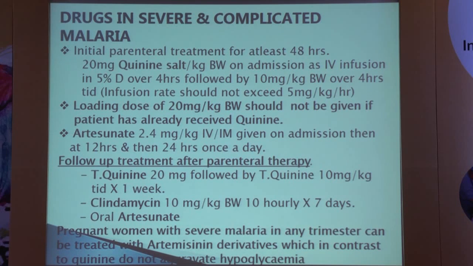Follow-up treatment after parenteral therapy, quinine tablet 20 mg followed by 10 mg TID for 1 week. Clindamycin 10 mg per kg, TID for 7 days, and of course oral artesunate. Pregnant women with severe malaria in any trimester can be treated with artemisinin derivatives, which in contrast to quinine do not aggravate the hypoglycemia, which has to be given much importance when you treat malaria.